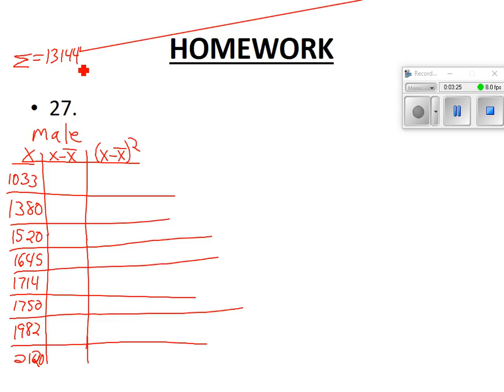I got 13,144. We didn't answer the number we just said. Oh, yeah. Is that right? Yeah. There's eight of them. We want to find the X bar. That's actually part of our answer, is X bar. So we take that number and we divide by 8. 1643. So that's telling us that the mean score for males is 1643.